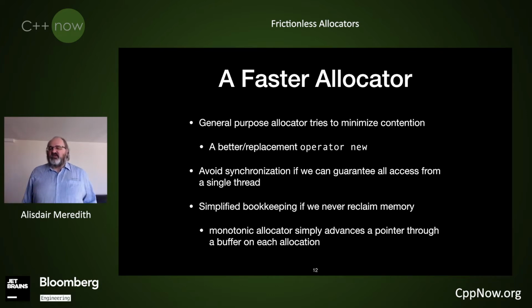Simplified bookkeeping: if we never reclaim memory, this is another common pattern where, say, I have a chunk of memory that I'm just going to allocate on the stack, and then just let that go out of scope at the end. In this kind of model, we can say, I'm just going to keep moving my pointer through that memory, and you can give me the memory back, but I've just got this limited pool. Once it's gone, it's gone. That gives you really simplified bookkeeping, which again can give you a faster allocator.